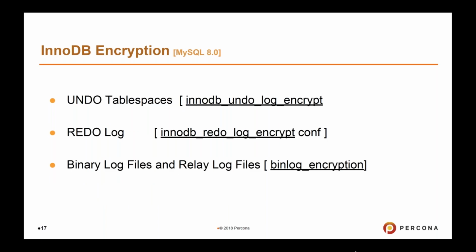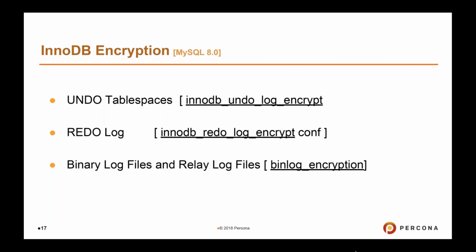Okay, that is something. So earlier, for system tablespace, general tablespace and file-per-table tablespace, we have CREATE and ALTER commands to do that. But for undo tablespace, redo log and binary log, we don't have a command. Instead, we have a new variable, introduced in 8.0. The basic condition is that you should have the keyring plugin enabled, and then on the fly you can enable the encryption using this variable.